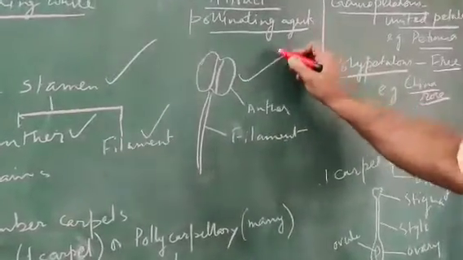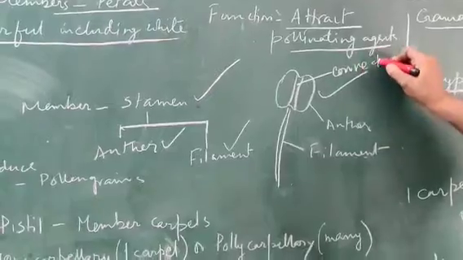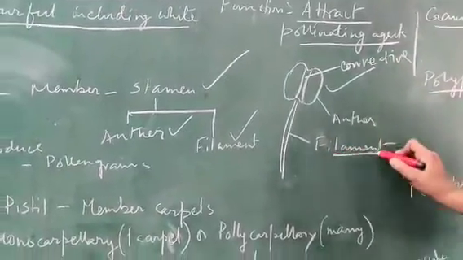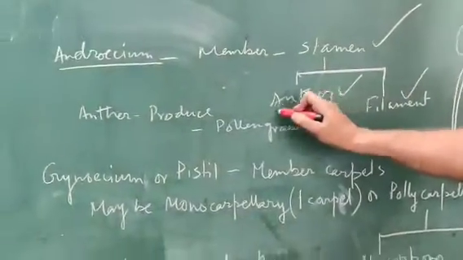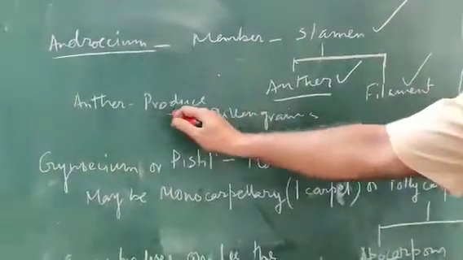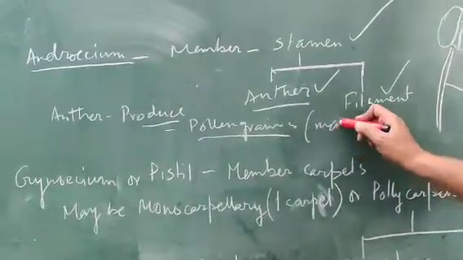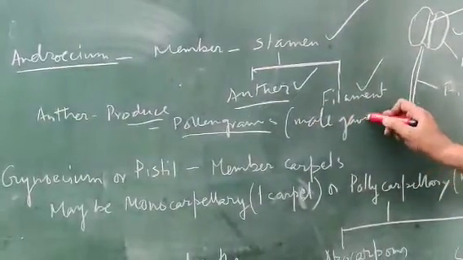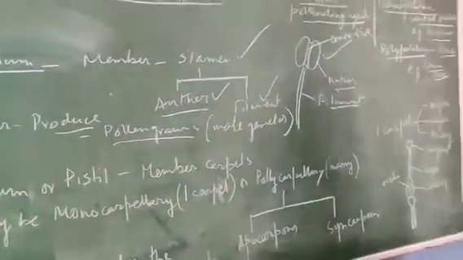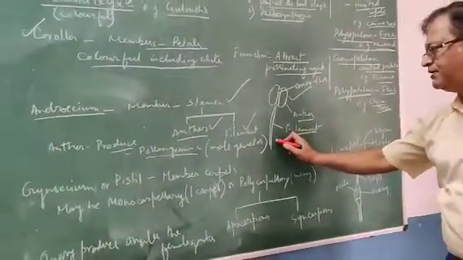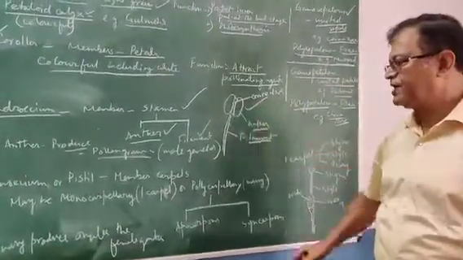This is the anther, this is the connective, and this is the filament. What is the anther doing? The anther is producing pollen grains, and these pollen grains are male gametes. They directly take part in the reproduction. And what is the filament doing? The filament is holding the anther at its top.